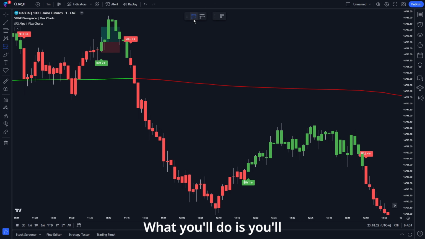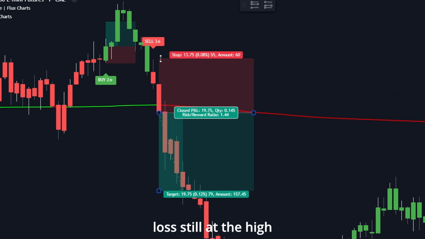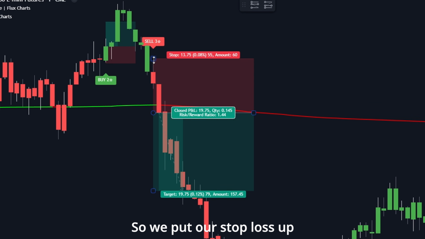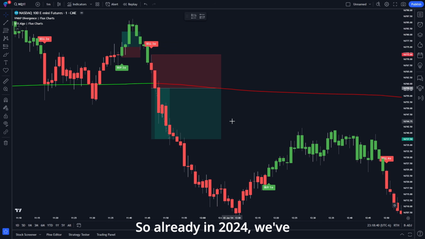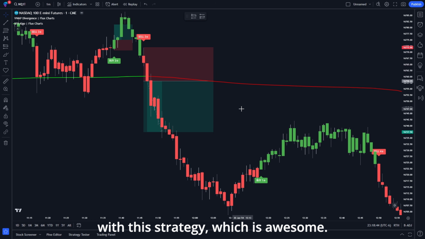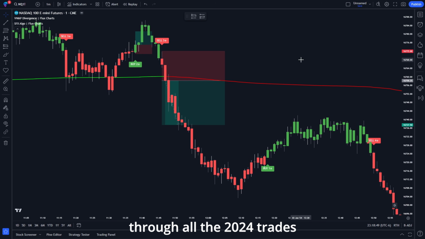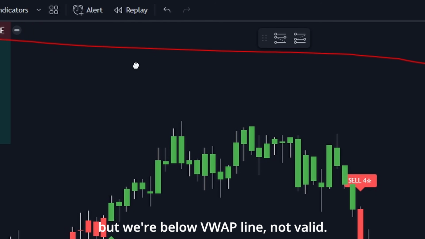So we can take this trade. What you'll do is you'll take your short position here and you set your stop loss still at the high of the sell signal's candle. So we put our stop loss up here and we do 1 to 1.5, and as you can see, this trade hits. So already in 2024 we've won our first 2 trades with this strategy, which is awesome. I'm going to show you guys a few more examples and then quickly run through all the 2024 trades so we can see how this did. So here we see a buy signal, but we're below the VWAP line, not valid.